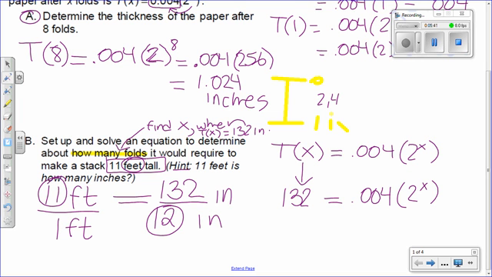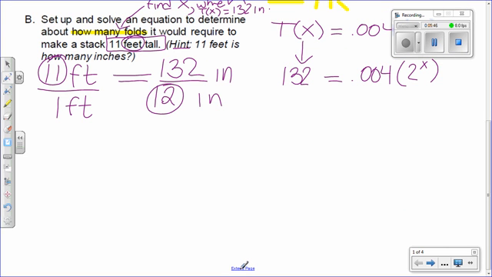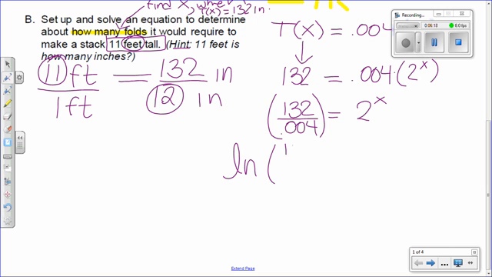So the first thing we need to do is take that 132 and divide by 0.004. Why do I say divide? Because the 0.004 is multiplying the 2 to the x. So can you guys tell me what that is, please? It's 33,300. You know what, actually, 33,000, so that we don't have to round too much, let's just leave it like that. And then from here, we could do several things. We could take the natural log on both sides.